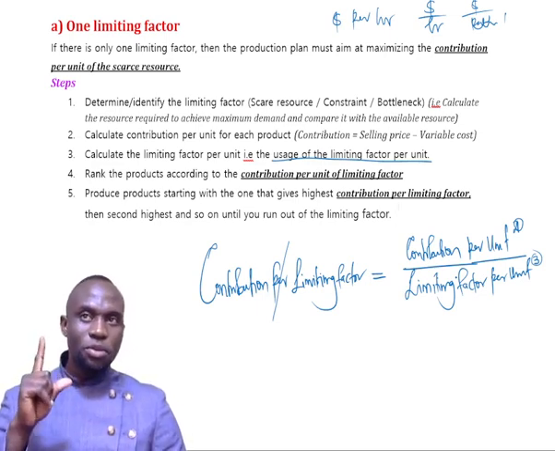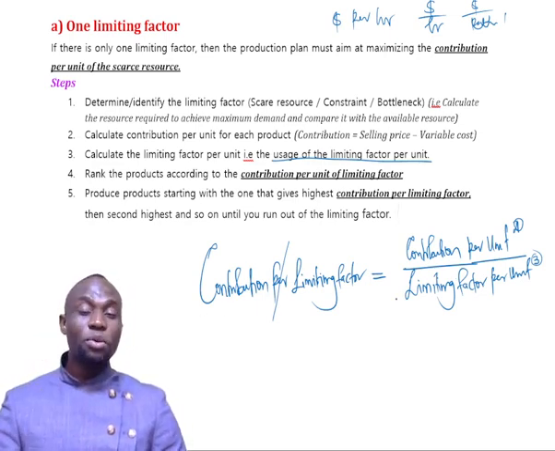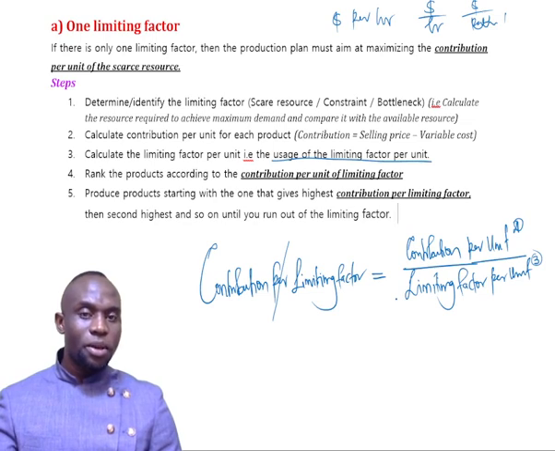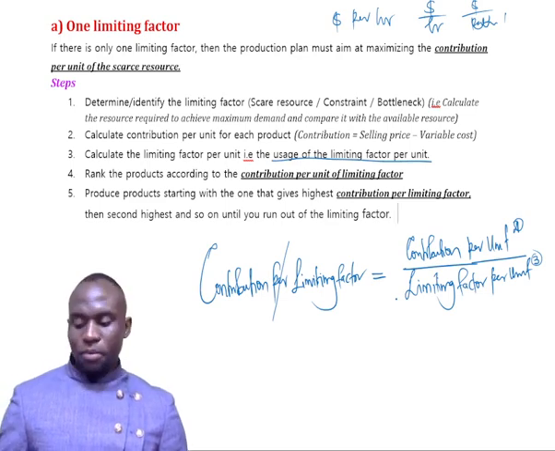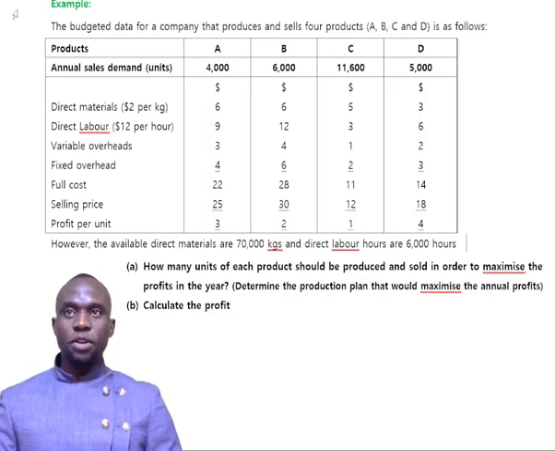So your aim is going to be 1, calculating contribution per limiting factor. But everything is contribution per unit. So it is contribution per unit divided by the limiting factor per unit. We have a look at a question.